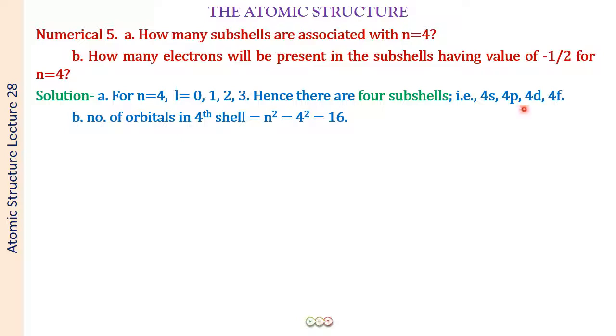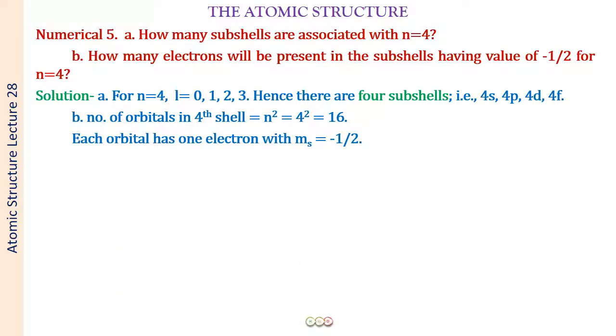The second part says that we have to tell how many electrons in the n=4 shell will have the -1/2 value. So do you know the number of orbitals in a shell? This is n square. So in the fourth shell we will be having how many orbitals? 16 orbitals. 16 orbitals means that there are 32 electrons in these orbitals, and out of these 32, 16 will have minus half value and 16 will have plus half value, right?